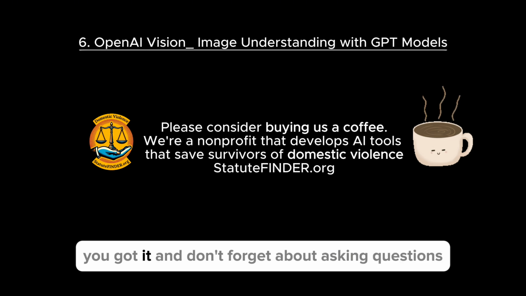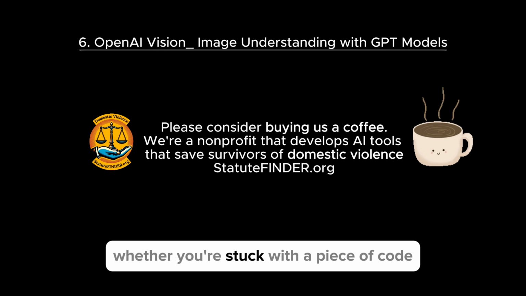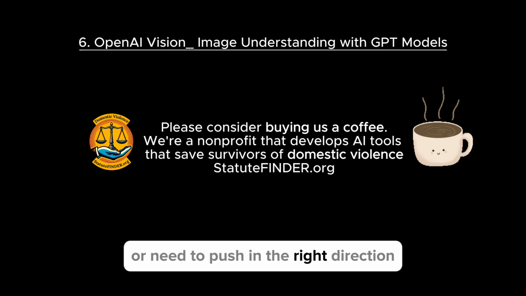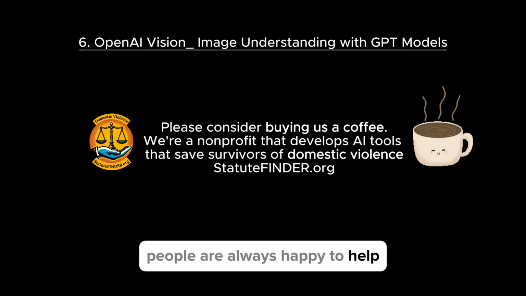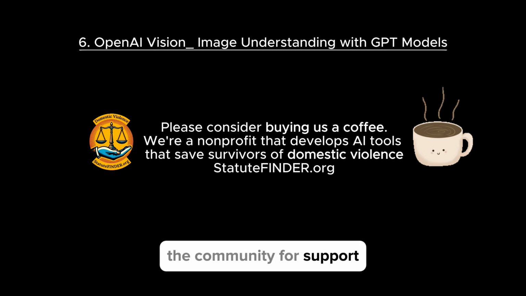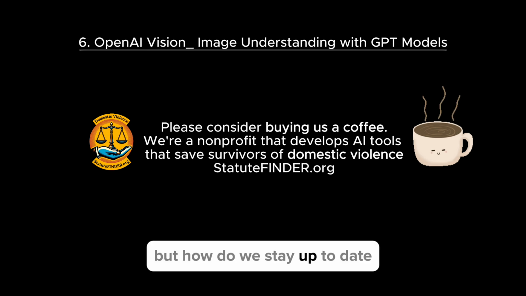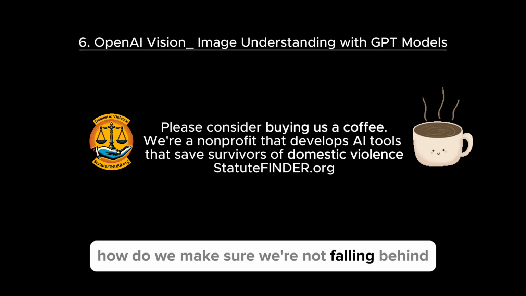You got it. And don't forget about asking questions. The community is super welcoming. Whether you're stuck with a piece of code or need a push in the right direction, people are always happy to help. Okay, so we have the documentation as our guide, the community for support, and a whole world of possibilities out there. But how do we stay up to date? The AI world moves so fast. How do we make sure we're not falling behind?